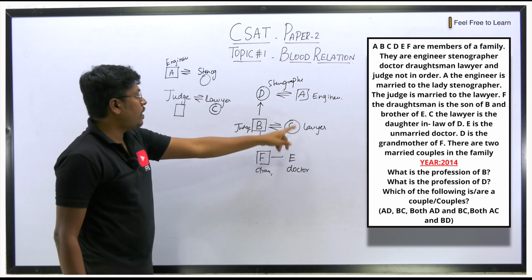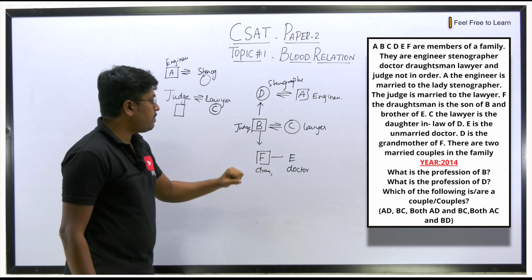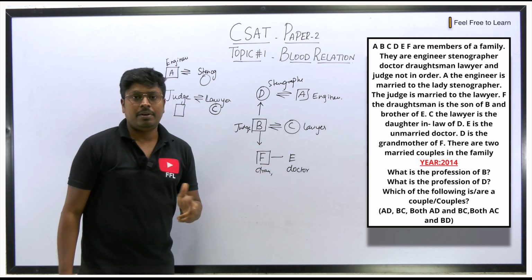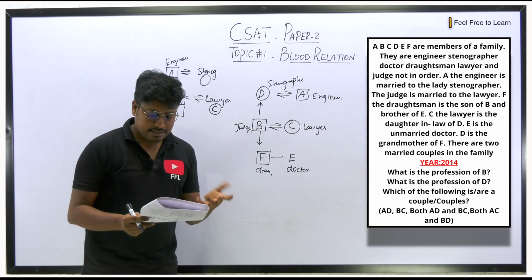Judge is married to a lawyer and the engineer is married to a stenographer, and E is a doctor who is unmarried. F will also be unmarried. Why? Because only there are 2 married couples in a family. That's it, right?